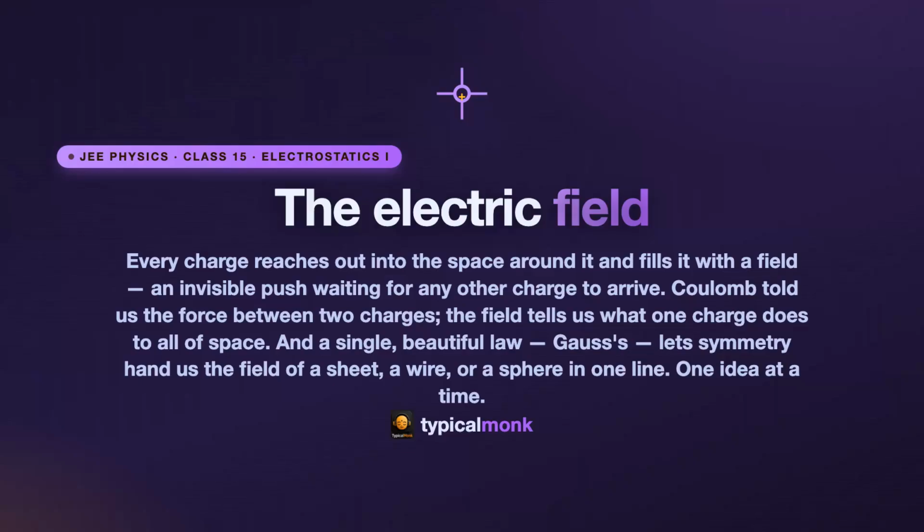Every charge reaches out into the space around it and fills it with a field, an invisible push, waiting for any other charge to arrive. Coulomb told us the force between two charges. The field tells us what one charge does to all of space. And a single beautiful law, Gauss's law, lets symmetry hand us the field of a sheet, a wire, or a sphere in one line, one idea at a time.